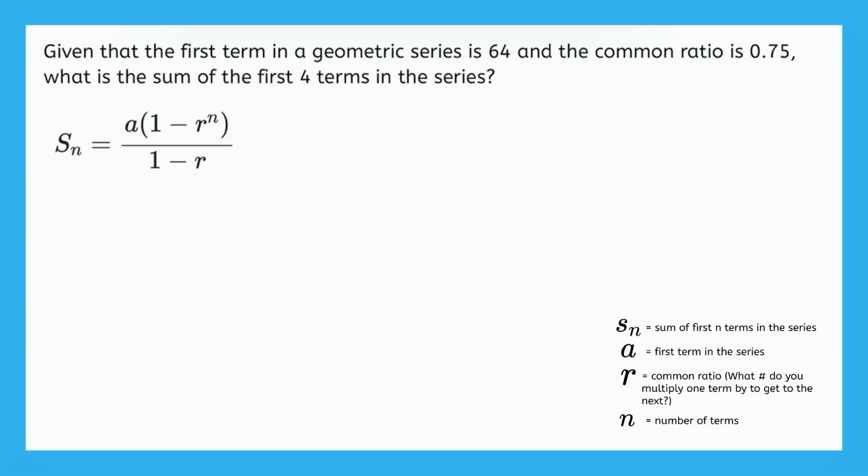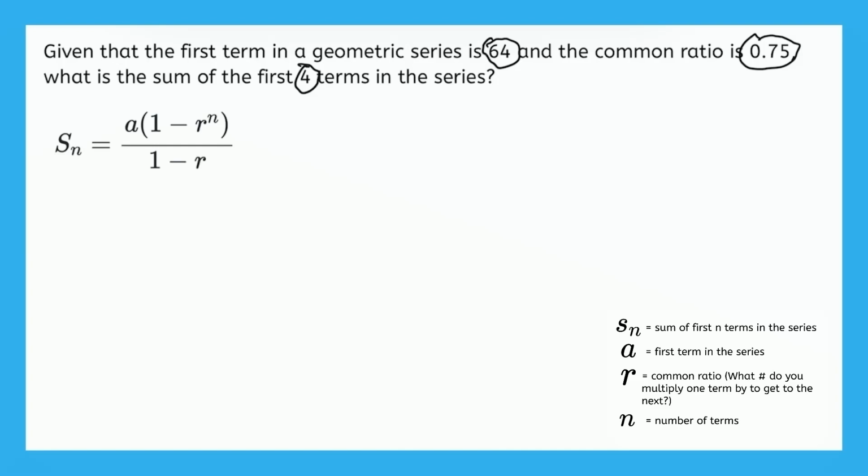So again, we need to find the sum. It says, given that the first term in a geometric series is 64, that's going to be a, right, first term, and the common ratio is 0.75, that's going to be the r. What is the sum of the first 4 terms in the series? So 4 is going to be n.